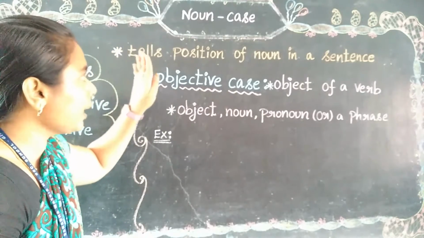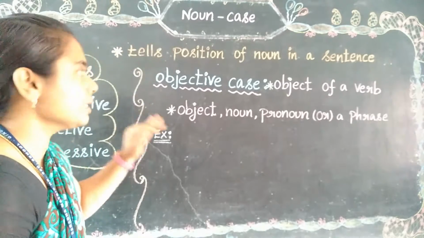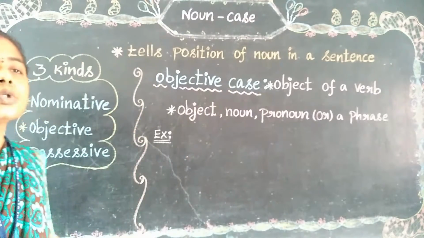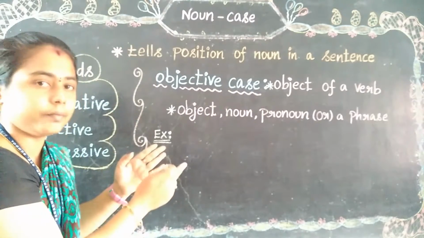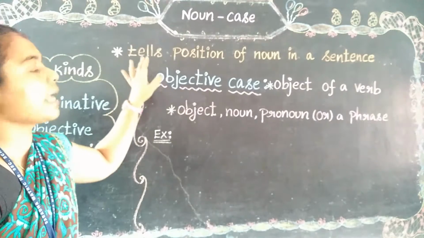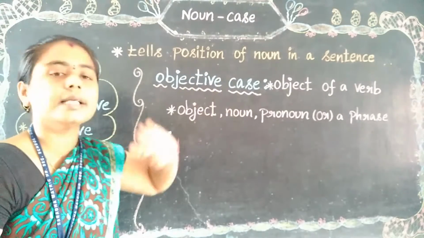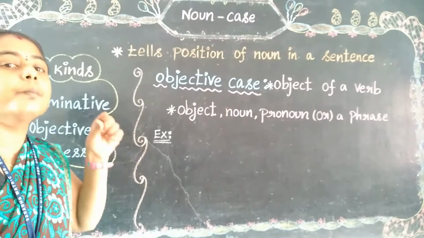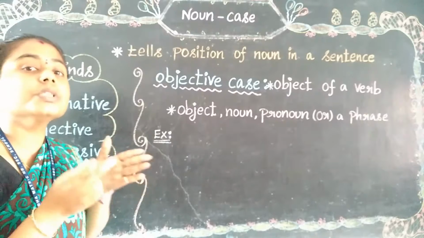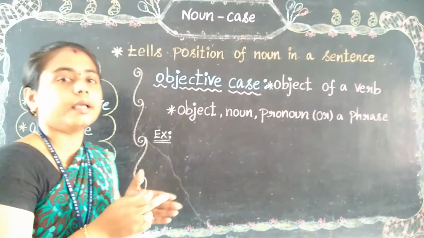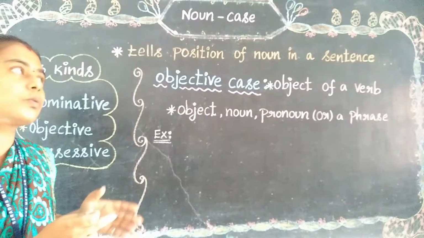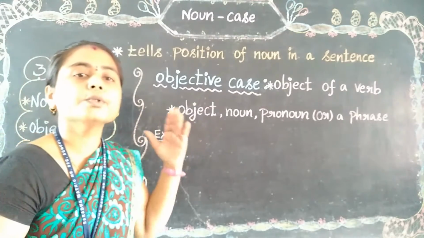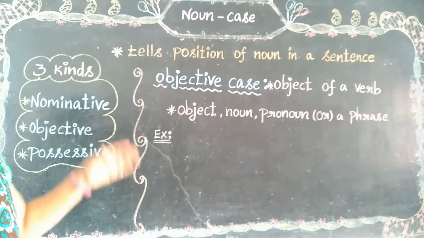What is noun case? Noun case is a noun which tells about the position of the noun in a sentence. In a single sentence, it always explains the position of a noun: how it is being used, what it is referring to, and what position the noun holds. That's it about the noun case.